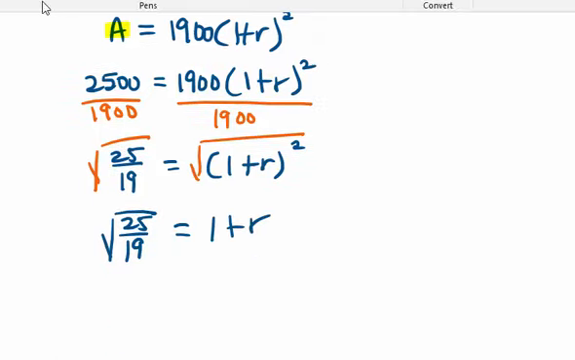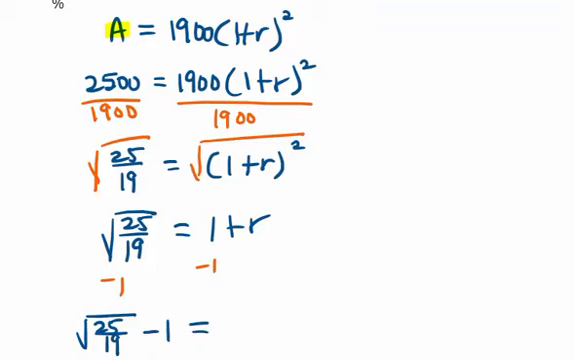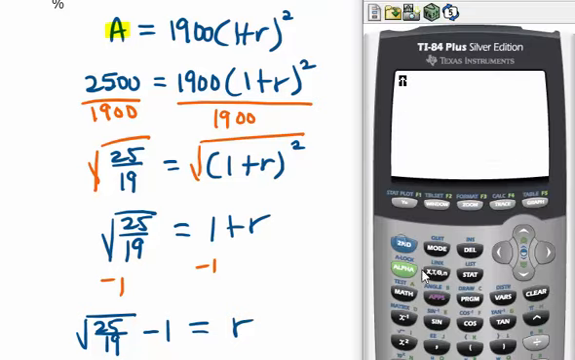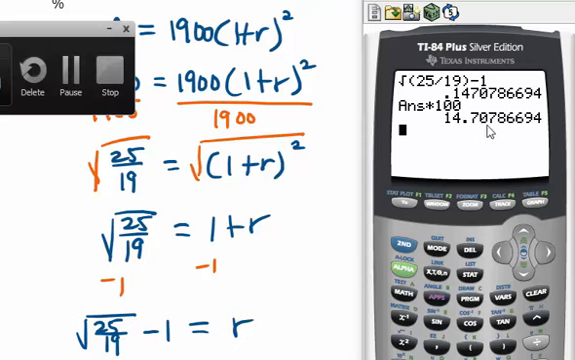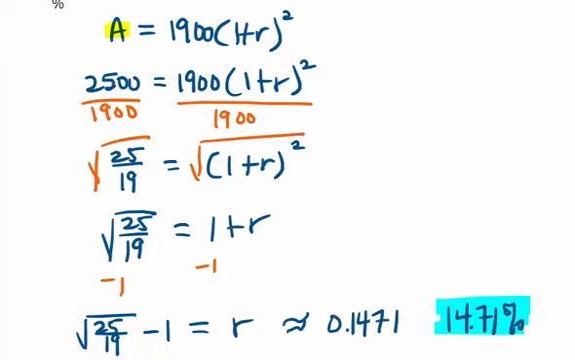Okay, and lastly, subtract 1 from each side, and we get the square root of 25/19 minus 1 is equal to R. Now I go to the calculator. I'm going to enter this expression, and you multiply by 100 to convert to a percentage, so about 14.71%.